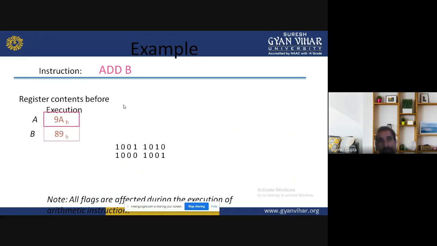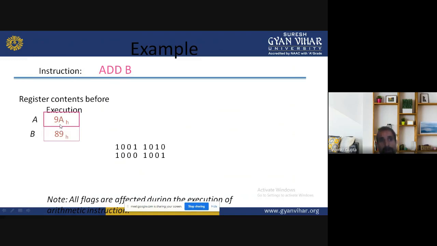And then I will store. So what is the data of A? 9A, because I am using the data transfer group. MVI A, 9A and MVI B, 89H. So A is having 9A and B is having 89. Now when the pointer comes to ADD B, it will perform the operation. Whatever data A and B have, those data are added. So A is already having 9A and B is having 89.